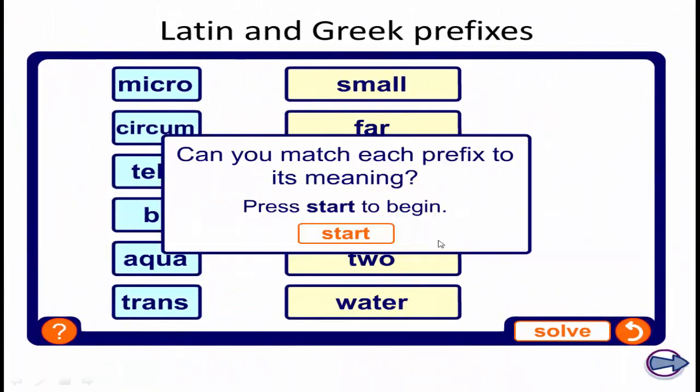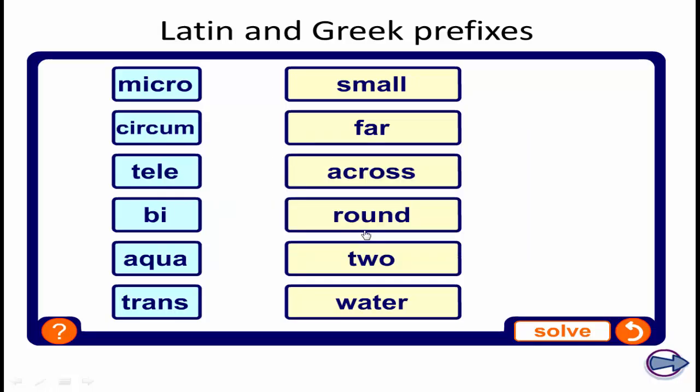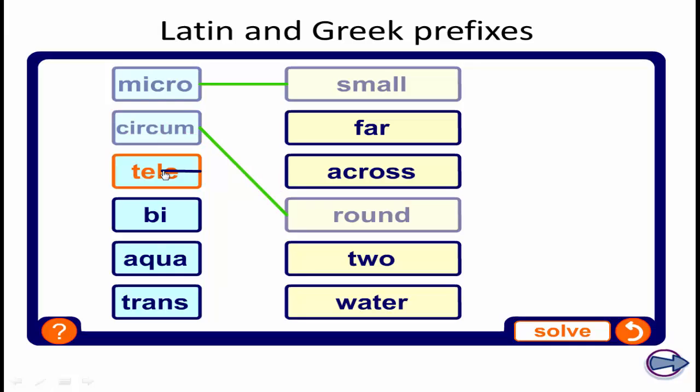Now I ask you a question. Can you match each prefix to its meaning? Let's do it together. Micro. What does micro mean? It means small. Perfect. Circum. Like circumference. It means round. Yes, you're right. What about tele? Like in telescope. It means far. Perfect. What about bi? It means two or twice.